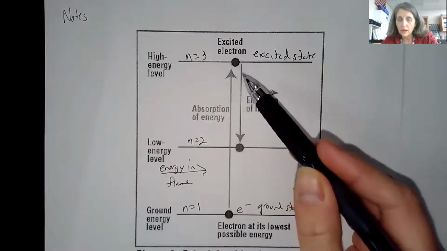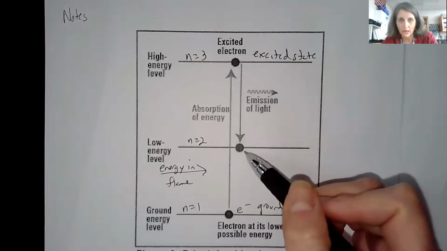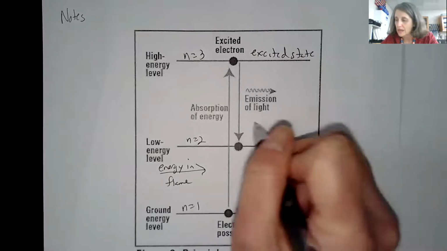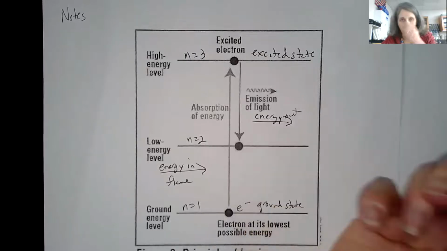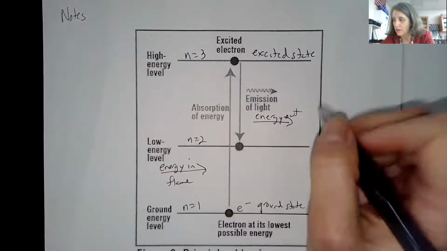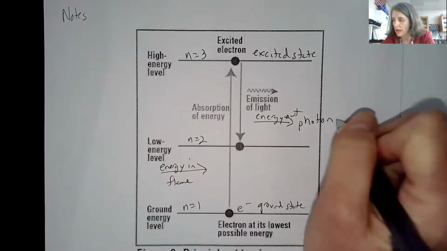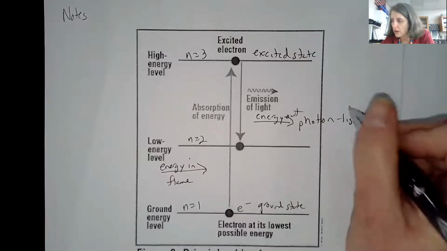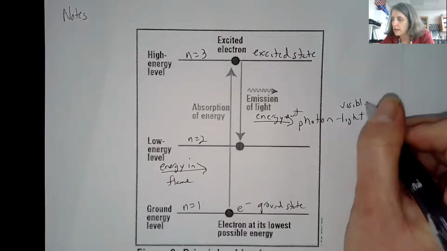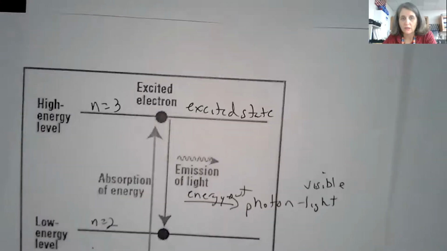So the electron comes back to a lower energy state. Let's say it comes down to this energy state. When it does that, energy has to be released. So energy is coming back out, okay? And it comes back out in the form of a photon. And I will give you a definition of that. It's essentially a unit for light. And in our case, for the flame test, it is in the visible range.